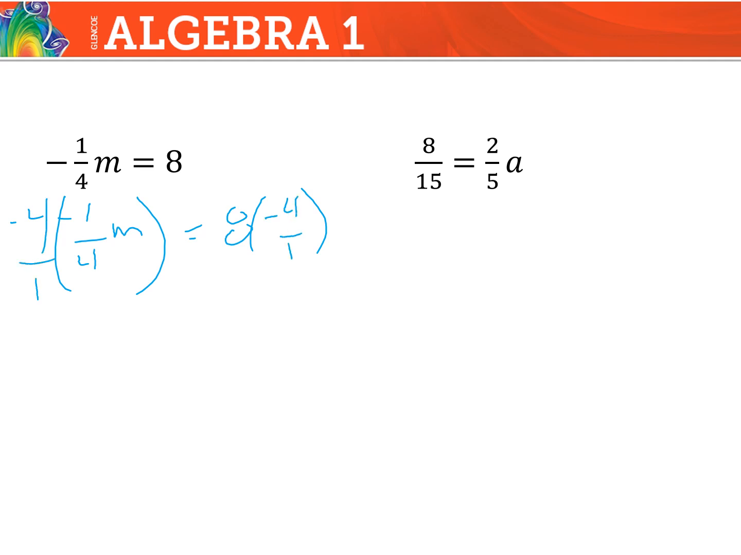So 8 times negative 4 is negative 32. 1 times 1 is 1. So my right-hand side is going to equal negative 32.